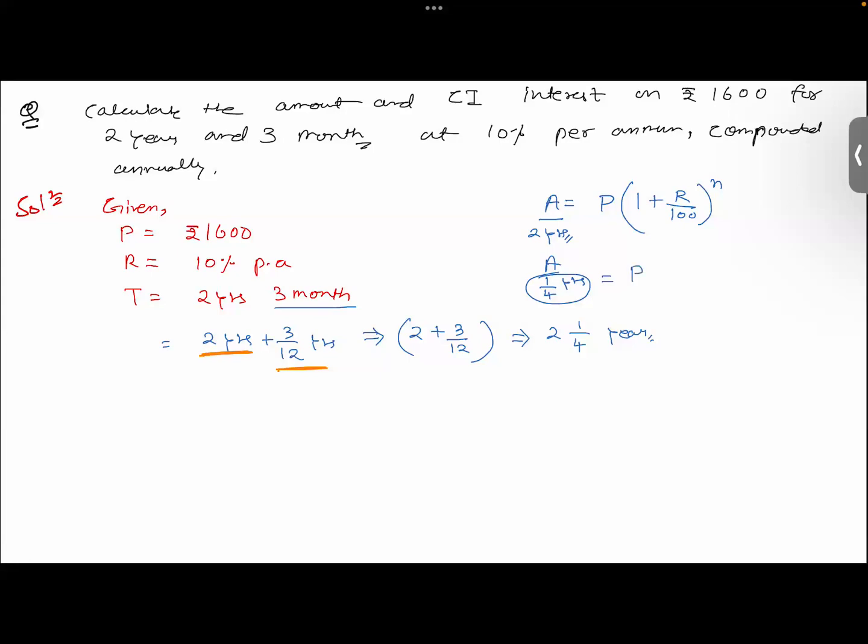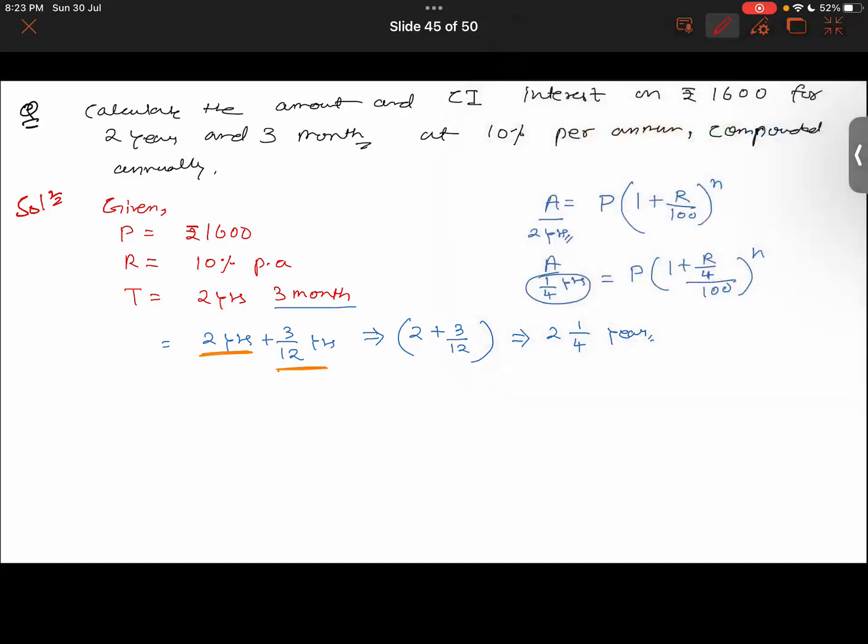It is simply going to be P into 1 plus R upon 4 for quarterly, upon 100. The rate was basically divided by 4 now. Yes, Arhan, for a quarterly basis the rate was basically divided by 4. Okay, so calculate this one.